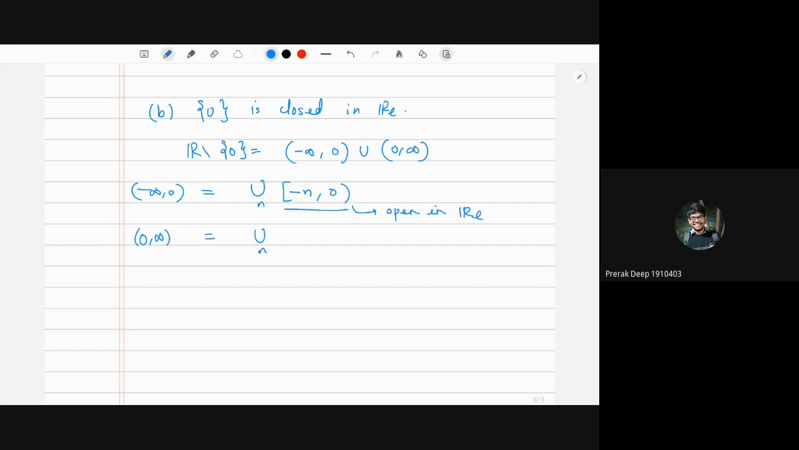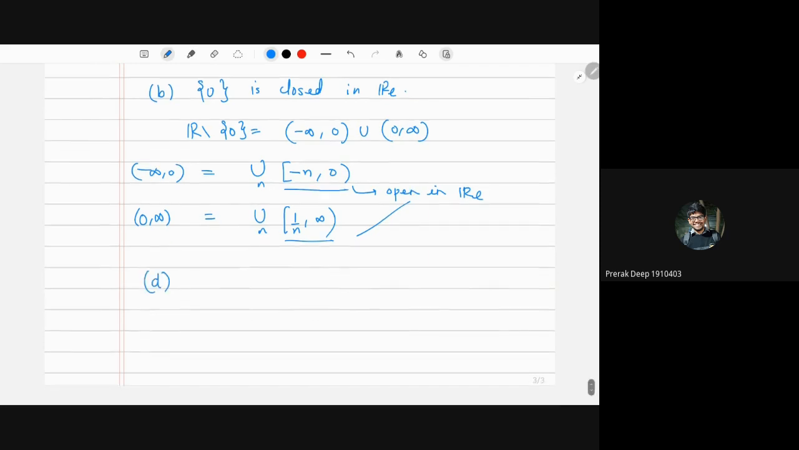0 to infinity. How can we write that? This can be written as 1 over n to infinity. Now each of these subsets is again open in RL, and it's a countable union of open sets, so it is open in the RL topology. Both of them are open subsets, hence the complement is open. So 0 is a closed set.